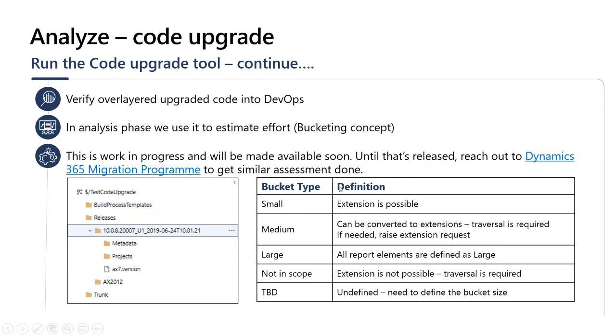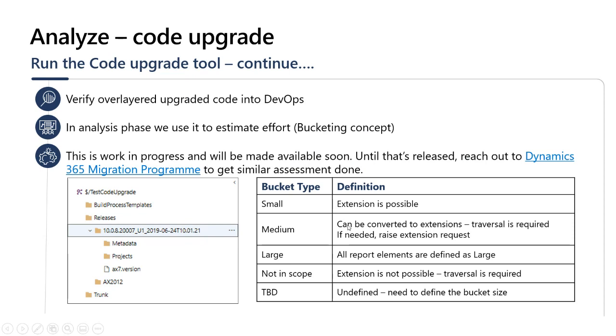In terms of bucketing, the first one is small, where extension is possible. Think about this as a simple scenario of adding a field to an existing table or adding a new method. These are small changes, and usually think about them taking minutes. For medium, it's something that can be converted to extensions, but traversal is required, and you might find that you will need to raise an extension request. I'll give you a quick example.